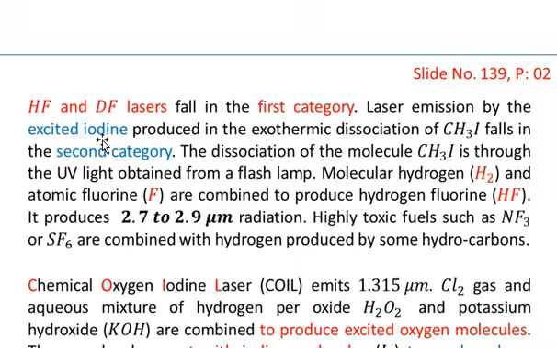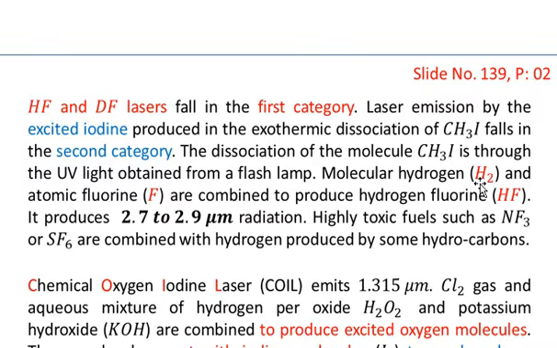Laser emission by the excited iodine produced in the exothermic dissociation of CH3I falls in the second category, because in the second category we have the molecule CH3I which dissociates and will give you the laser emission. The dissociation of the molecule CH3I is through the UV light obtained from a flash lamp.